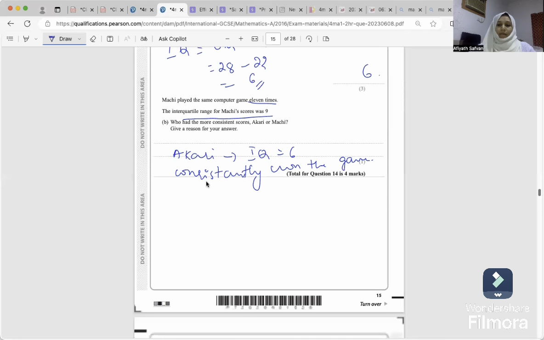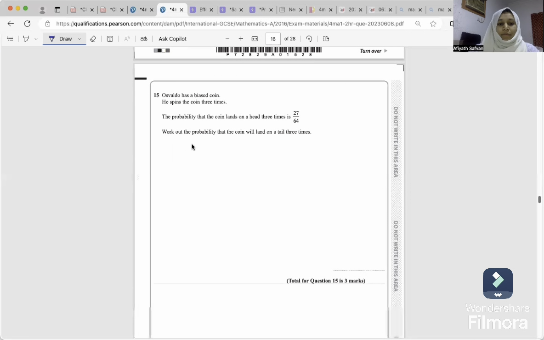Yeah, that's the 1 mark, please. Question number 15 has a biased coin. He spins the coin for 3 times. Probability that the coin lands on a head 3 times is 27 by 64. So probability of the head, you're getting it for 3 times. That means probability of 27 by 64. It is raised by 3, right? It has been written like 3 times.